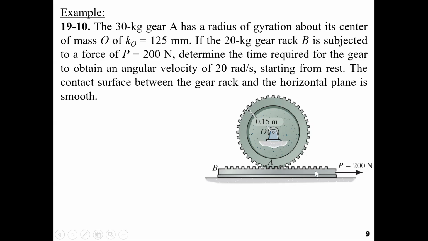So you have a gear rack. The rack B has a mass of 20 kilogram. The gear A has a mass of 30 kilogram. You apply a force of 200 Newton here, and you want to see how long it takes for this to get to the angular velocity of 20 radian per second.